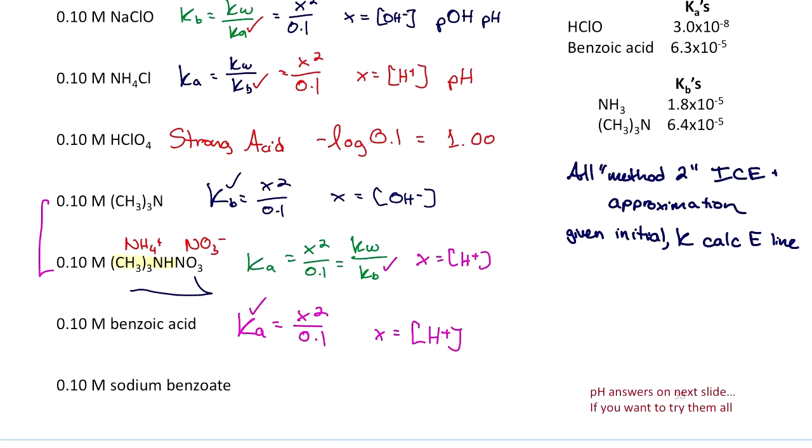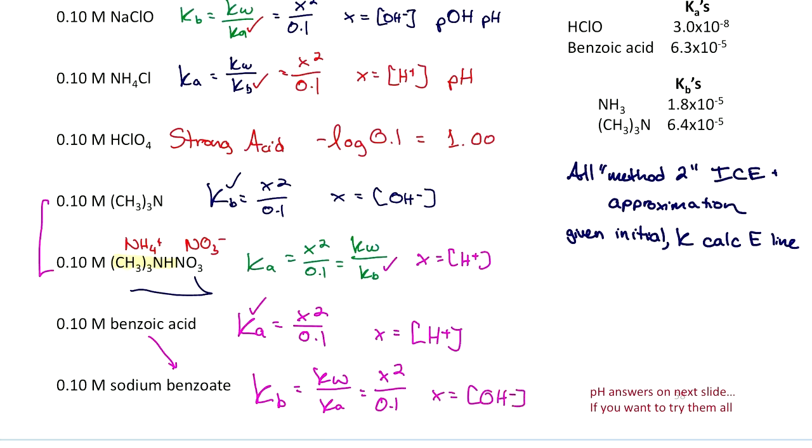0.1 M sodium benzoate. Which K do I use? Kb, yes, because benzoate is the conjugate base of benzoic acid. Kind of like carbonic acid is a weak acid, but carbonate is the anion. So if benzoic acid is the acid, benzoate is the anion form, and so that is a conjugate base. I didn't give you the Kb of benzoate, but you can just calculate it using the Ka of benzoic acid, x squared over 0.1. X is equal to the hydroxide concentration.